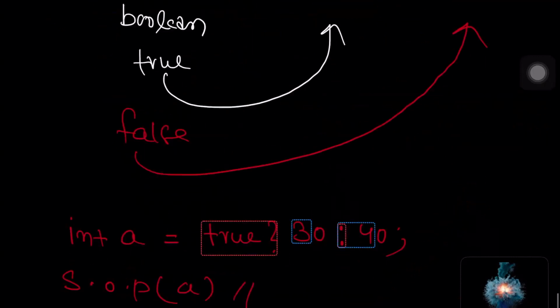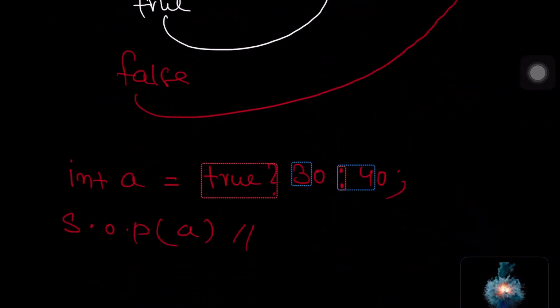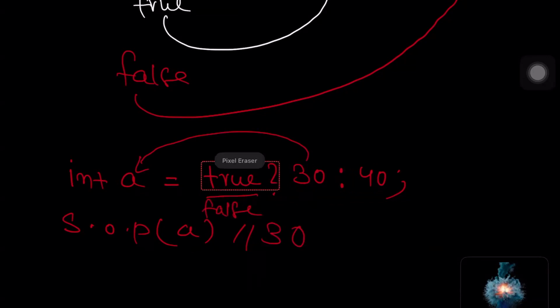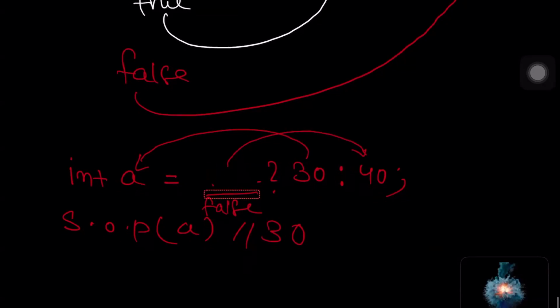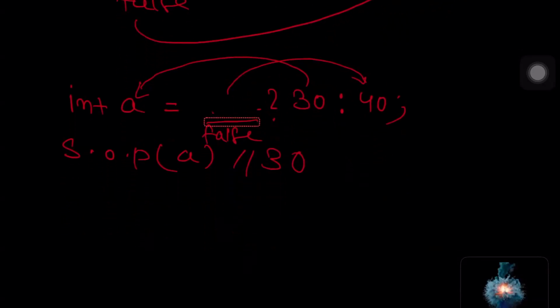Here I have taken one int a. Int a equal to, and as the first operand I am taking true, as the second operand 30, and then 40. So if this is true, it will return this, so a will become 30. If you write false here, removing true, then a is equal to 40.